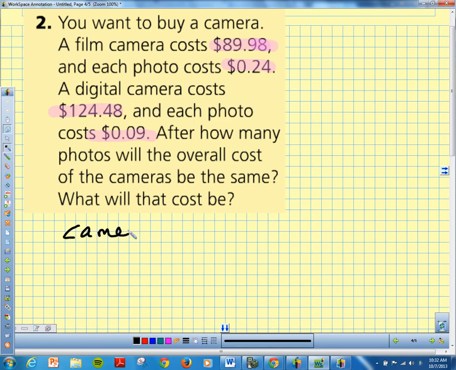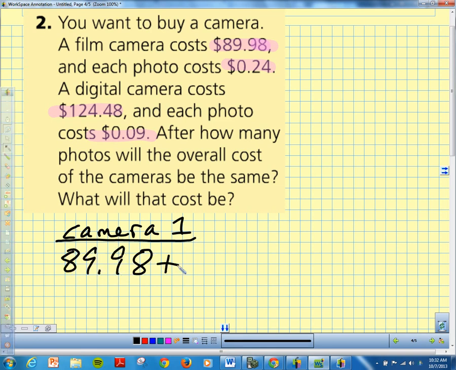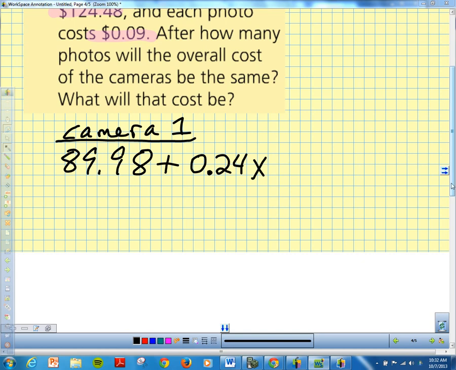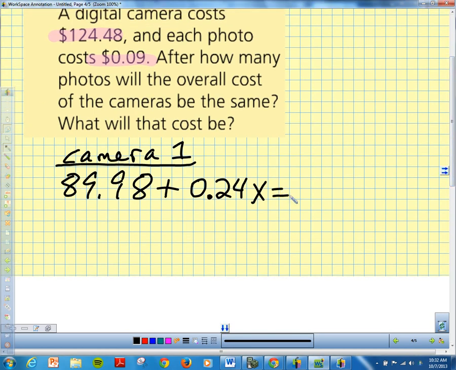So I'm going to just make it nice and organized. Camera 1 cost $89.98. Plus how much per print? 24 cents. So that's camera 1's cost and cost per print. Camera 2, how much does camera 2 cost? Roughly.